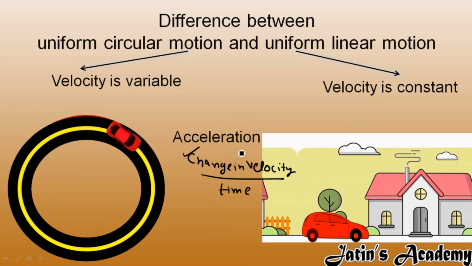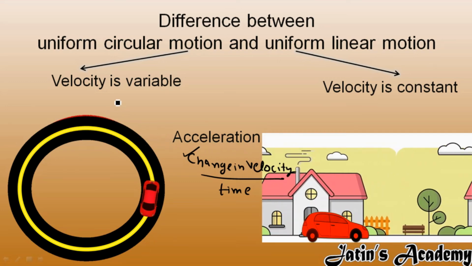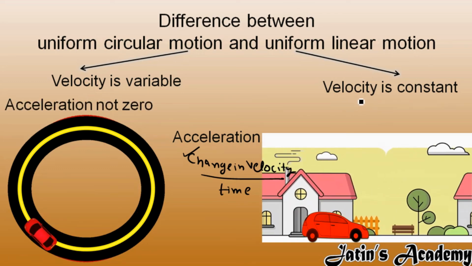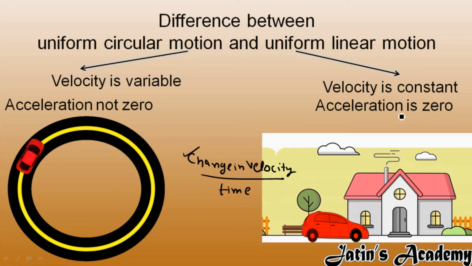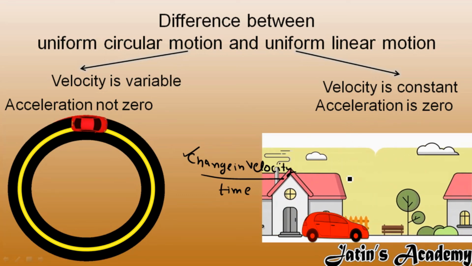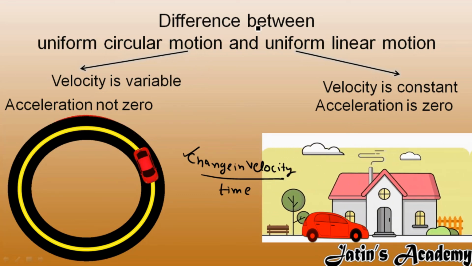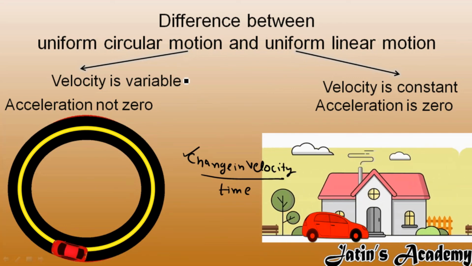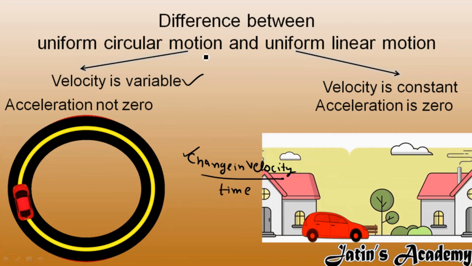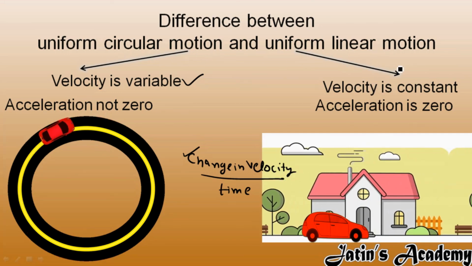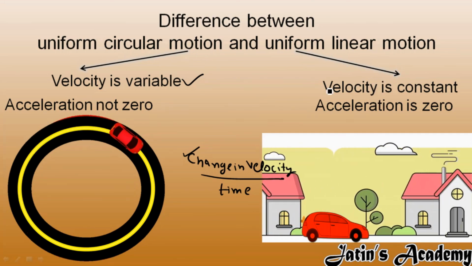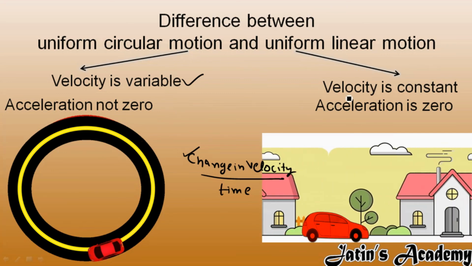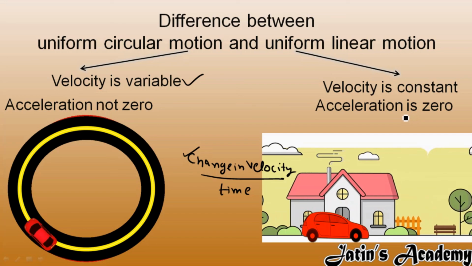So acceleration is produced in case of uniform circular motion, but in uniform linear motion acceleration is zero because velocity is not changing. So if you talk about the difference between the uniform circular motion and uniform linear motion, velocity is variable in uniform circular motion, but velocity is constant in uniform linear motion. Acceleration is not zero in uniform circular motion. Acceleration is zero in uniform linear motion. Clear?